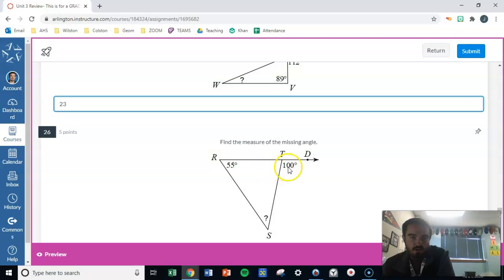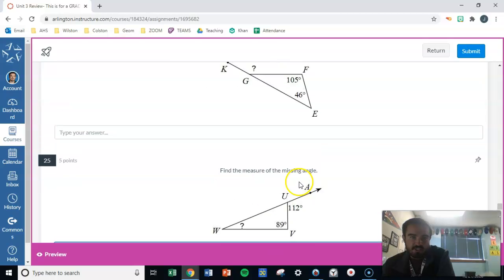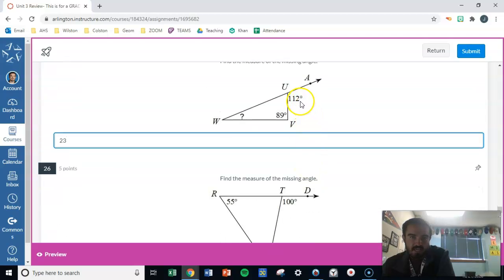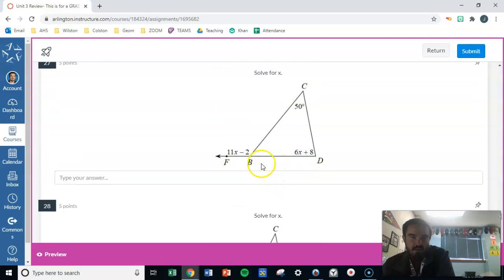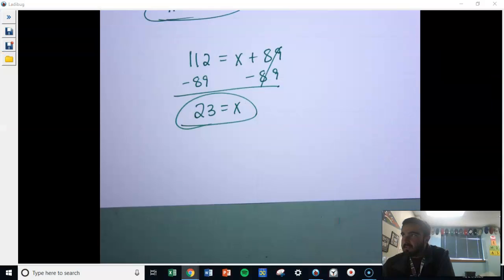Okay, same here. You would do 100 equals 55 plus x. That's just our rule over and over. The exterior angle equals the sum of the two remote interior angles. Now here it gets a little bit trickier because there's some variables. So let's talk about what this would look like.